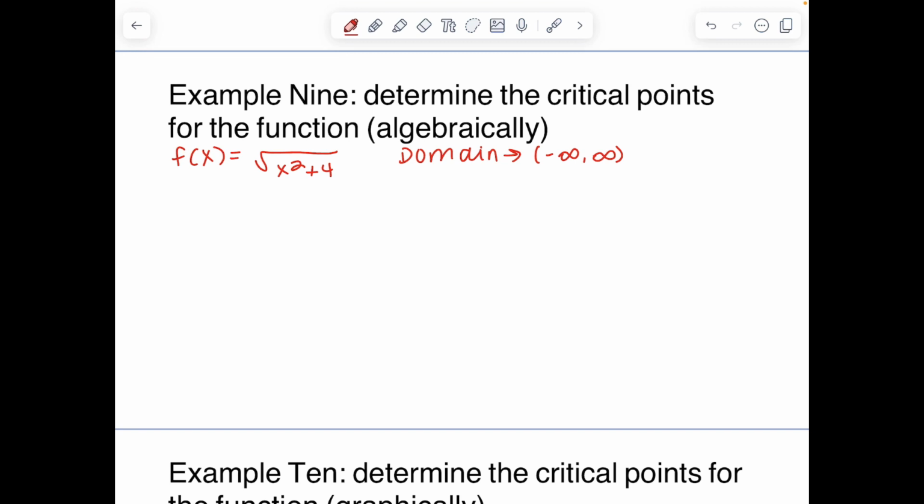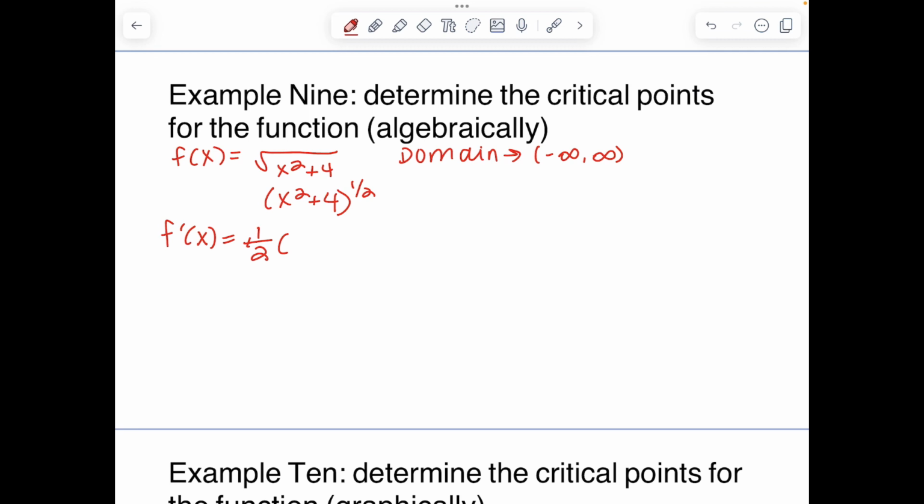So from there, we will take the derivative. To take the derivative of this function, yes, I know what you're all thinking. The chain rule. Yes, we have to use the chain rule. So I'm going to rewrite this function as (x squared plus 4) to the 1/2 power. And this is the chain rule. This is the inside function. This is the outside function. So I'll start by taking the derivative of the outside function.